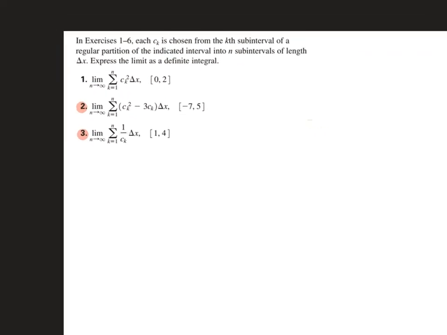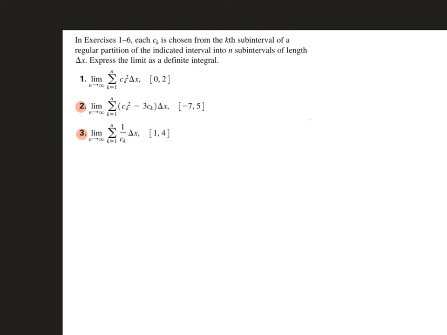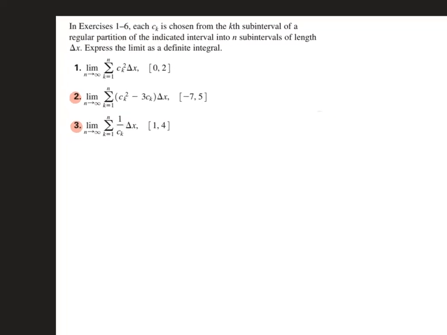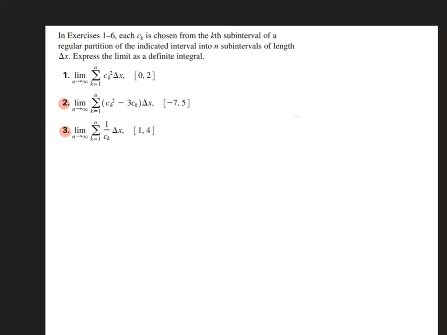All right, so I think these with practice should be pretty easy. Basically all you're doing is changing CKs to X's. So for number 2, we'll do integral. The interval determines the limits, and then this determines the integrand. So that'll be like x squared minus 3x. And then this delta x really is dx.